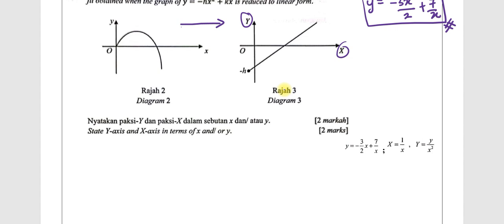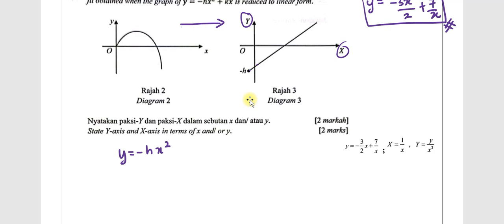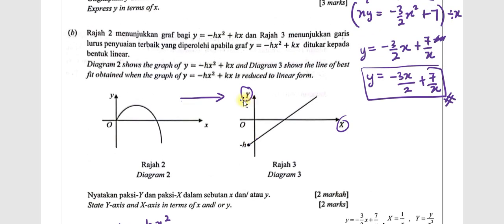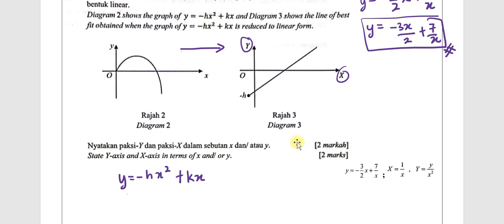I think, okay, let us do first. Y is equal to negative hx square. If it is a y-intercept, then the question should be logical, but it's okay. Let us see first. Negative hx square plus kx. So you either divide by x square or just x. Okay, so how to know? I think the question has a problem.